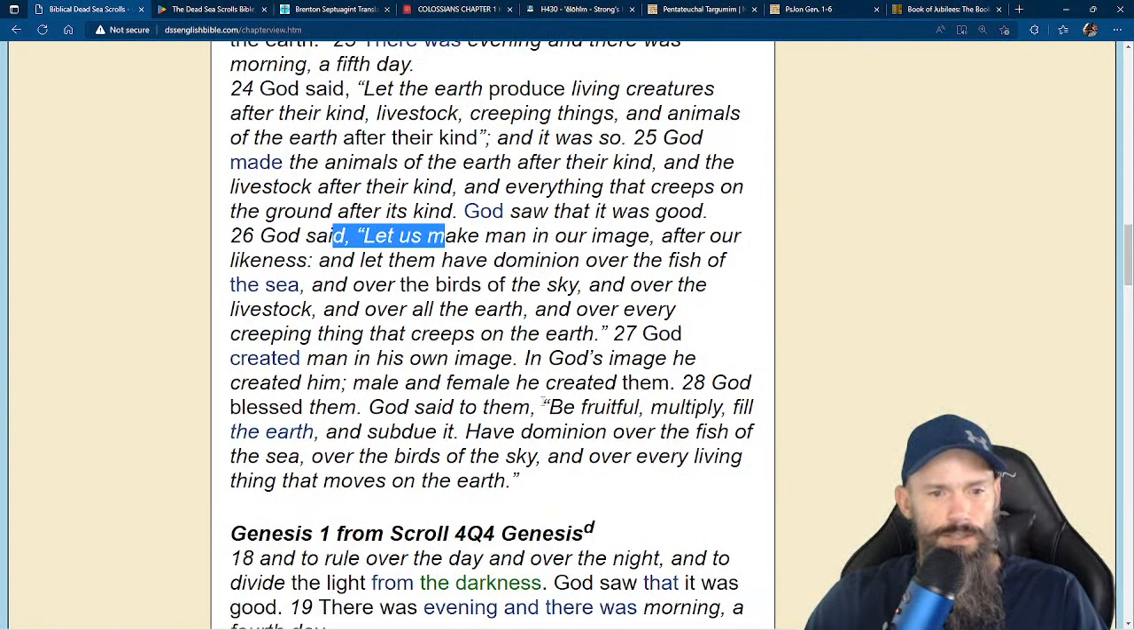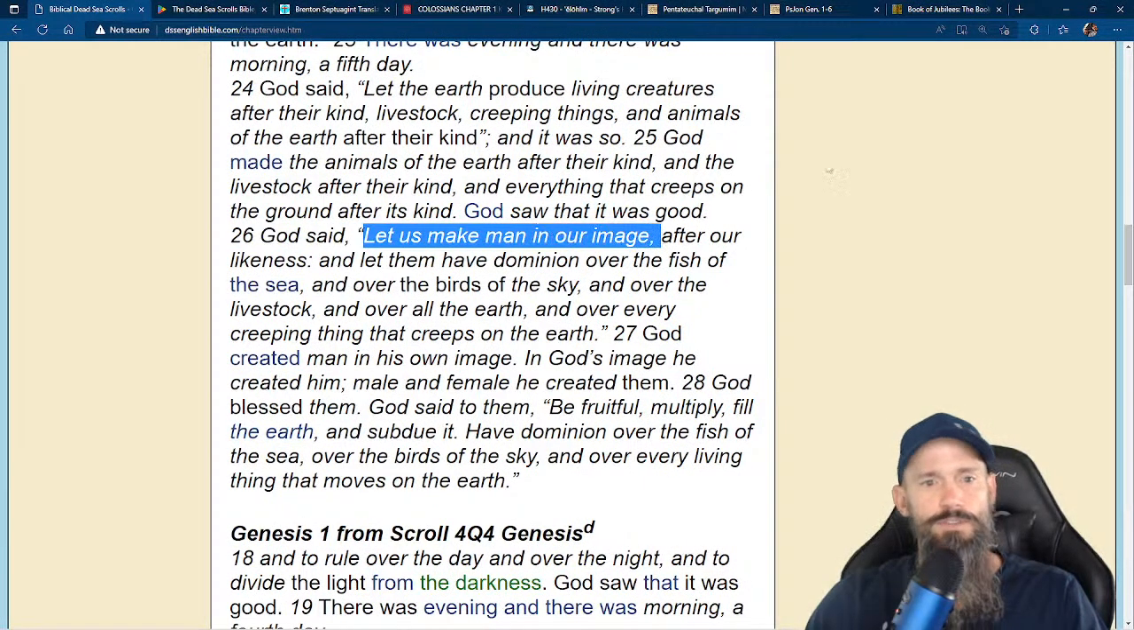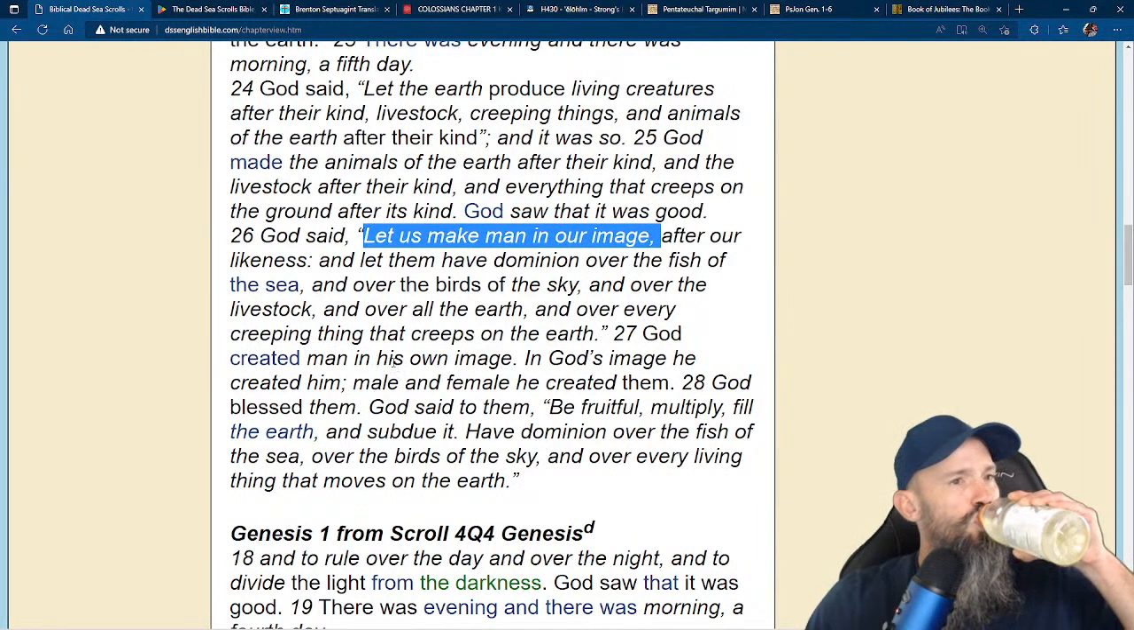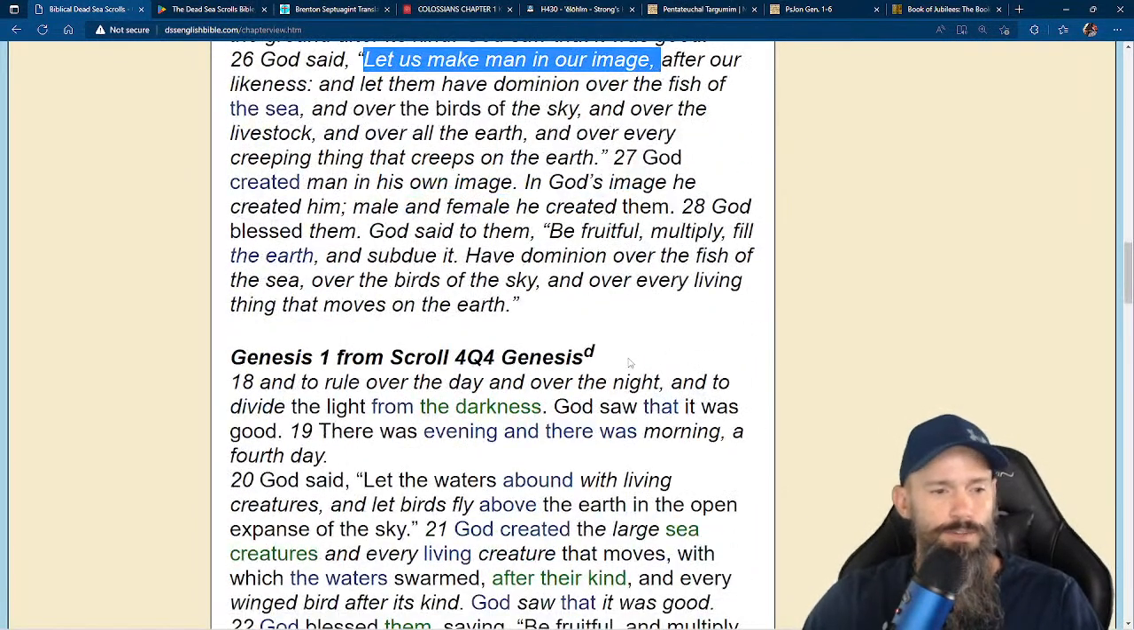So, yep. Let us make man in our image. Father, Son. And Jubilees tells you that the angels were created on the first day and all the spirits were created on the first day. Who created them? Father and Son.